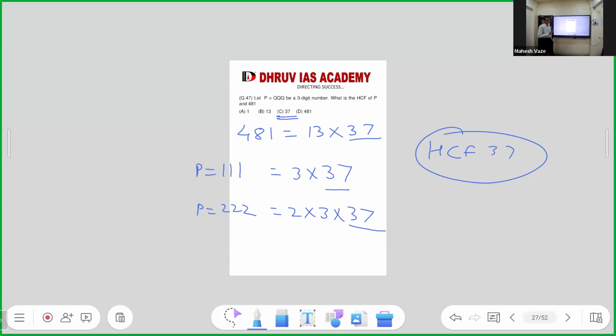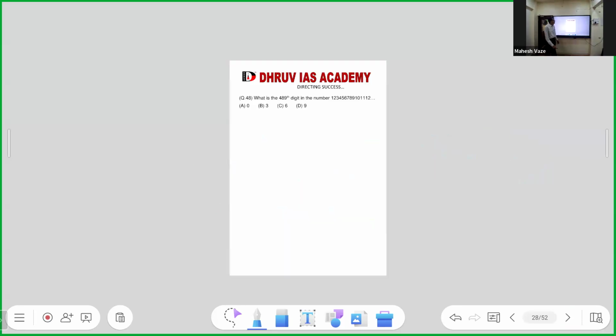See, if you observe here, many questions are based on HCF, LCM, then the indices or the prime numbers, the number system basically. So please go through it properly, make the concepts clear.